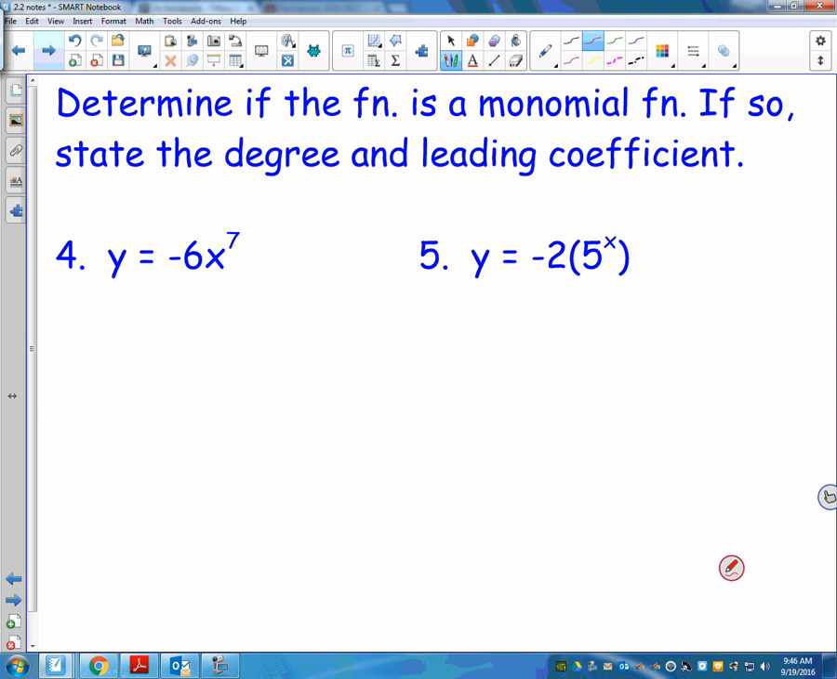true. Alright, determine if the function is a monomial function. If so, state the degree and the leading coefficient. Sean, you're up. Number 4. Yes. Degree. Leading coefficient. Oh my gosh, you're a rock star.